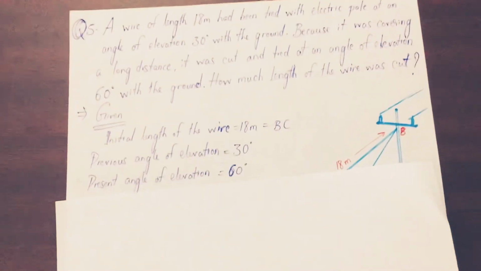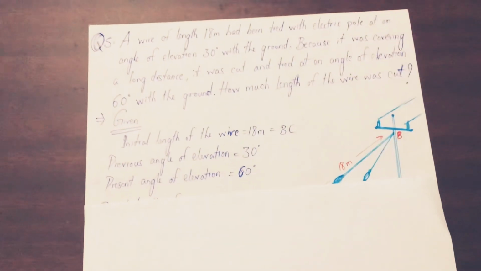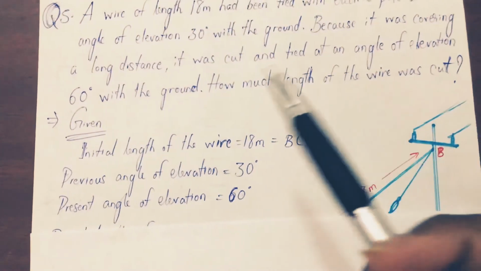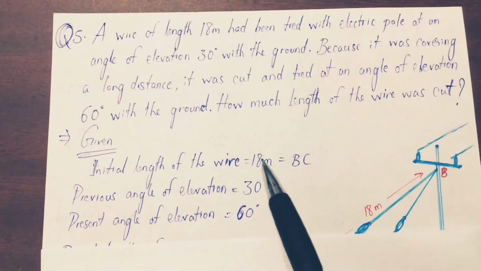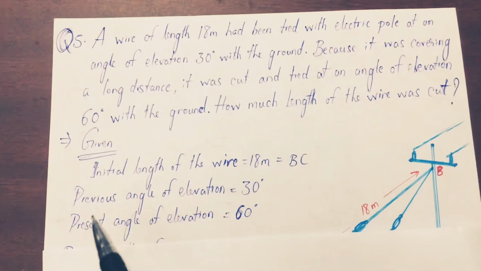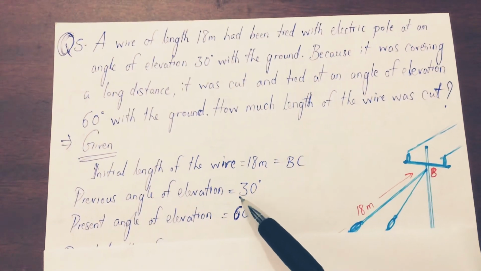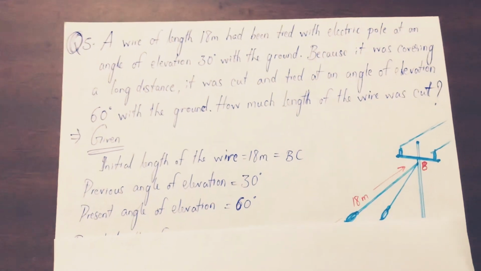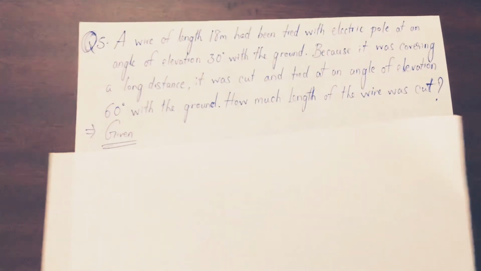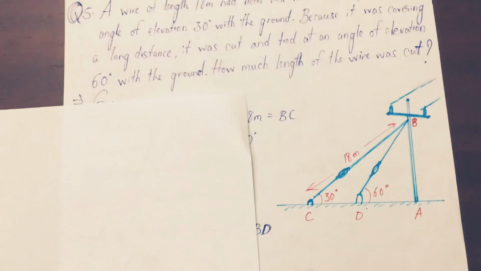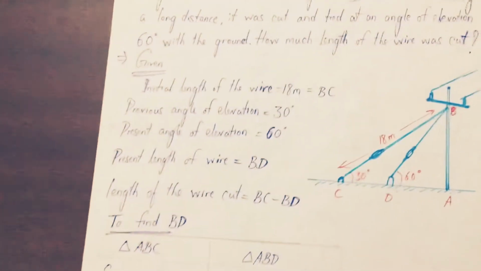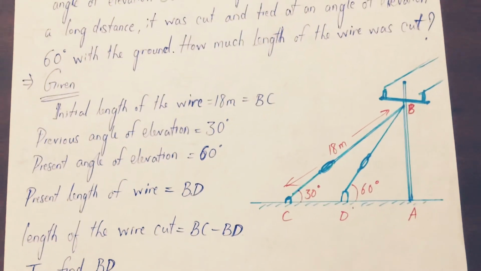First of all, we write down the given data, then we draw the diagram. With that, 50% of the question will be finished. So given that the initial length of the wire is 18 meters, the previous angle of elevation of that wire is 30 degrees, and the present angle of elevation is 60 degrees. So now with this given data, we draw the diagram. So this is the diagram.